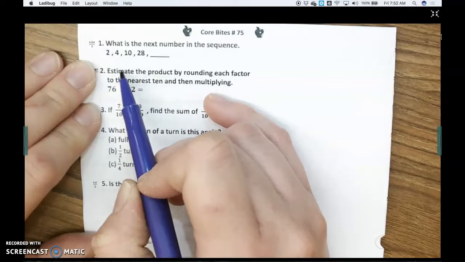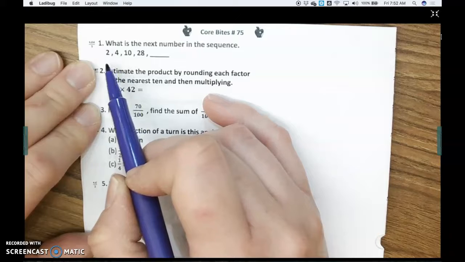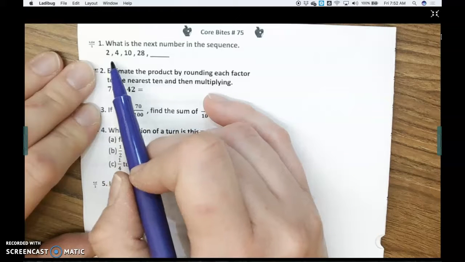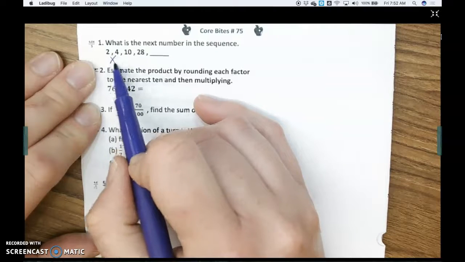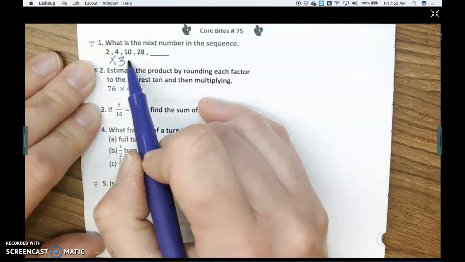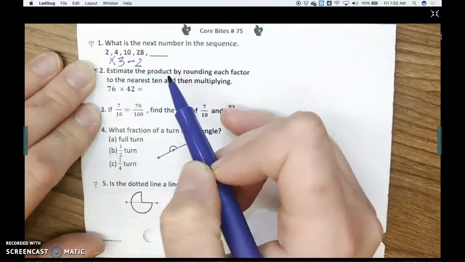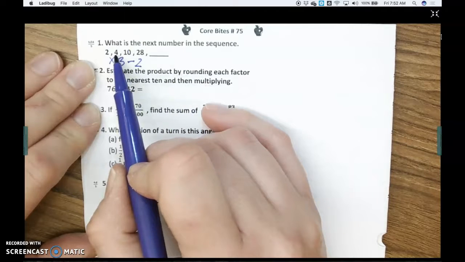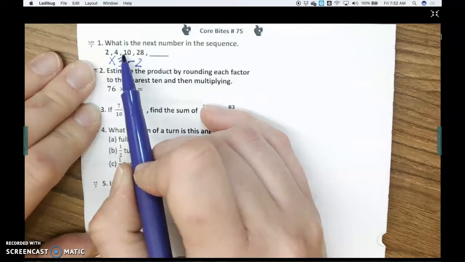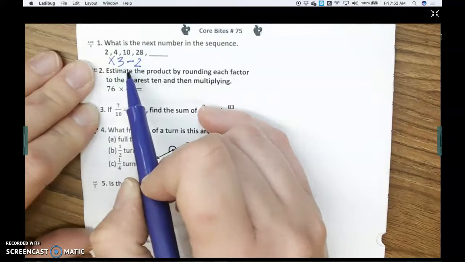So if we try a different number, let's try 3. If we multiply 2 times 3, we get 6. Take away 2, we get 4. So we multiply by 3 and then subtract 2, okay? So let's try that for the next one. 4 times 3 is 12. 12 minus 2 is 10. Okay, so far it works.